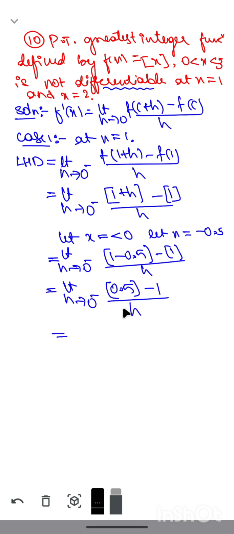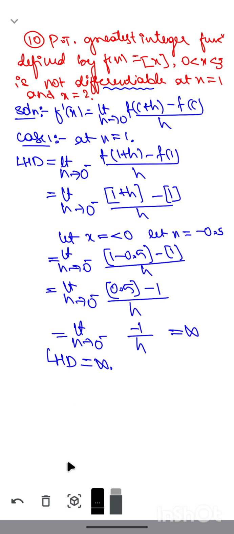So here we get the greatest integer value of 0.5, which is 0, minus 1, whole divided by h. Limit h tends to 0 minus of minus 1 divided by h. As h is tending to 0, we get infinity as an answer. So the left hand derivative, we found it as infinity.